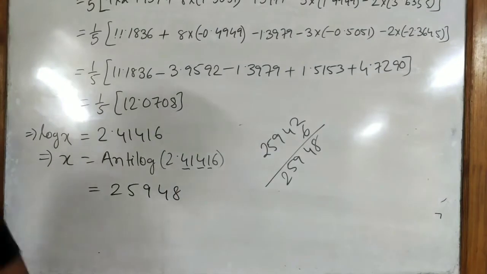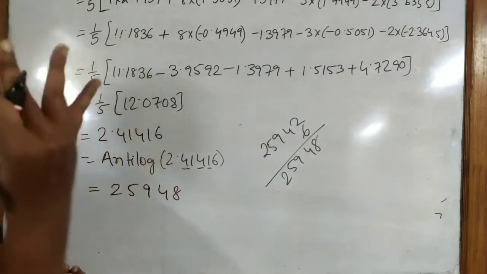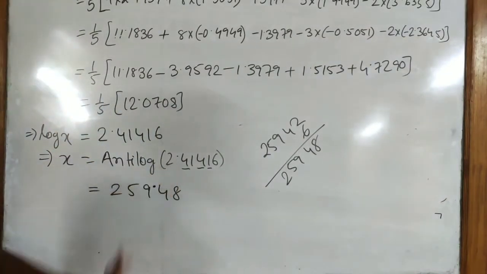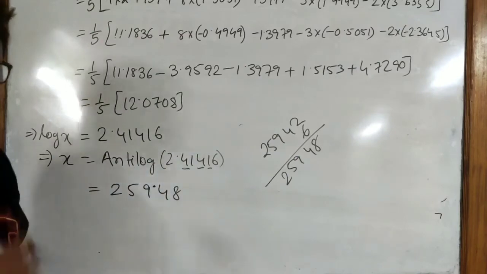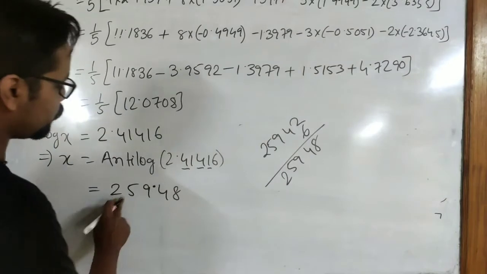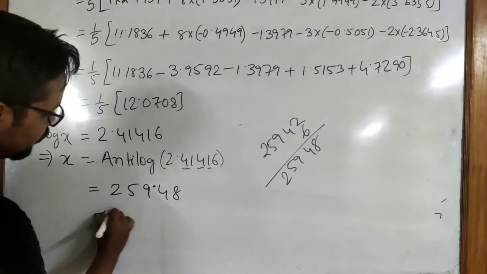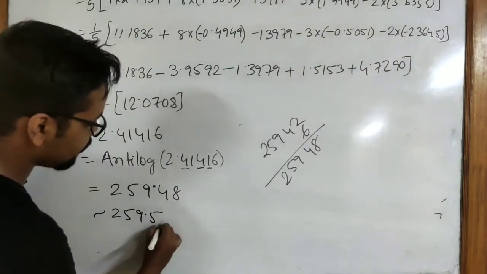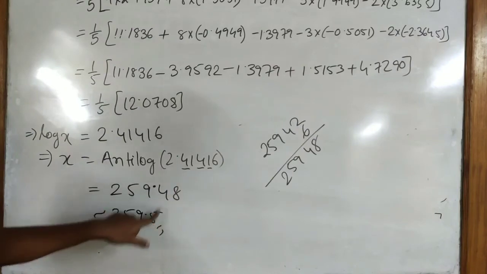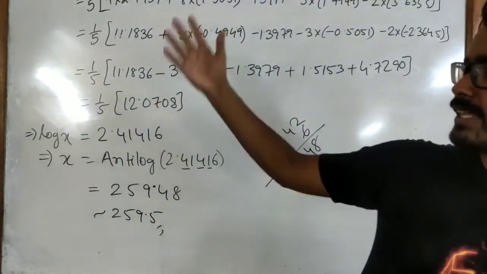So this value is 25948. The characteristic is 2. That means after how many digits do we have to place the point? After 3 digits. So 1, 2, 3. After 3 digits we place the point, because the characteristic is 2. It is always n plus 1. I hope you remember. In your book you might find the answer is 259.5. That is because they have done a round up. This value is similar to 259.48. If you round up this number, since this is more than 5, you add 1 to 4 and you get 259.5. So that's how you solve this sum, a very lengthy sum.